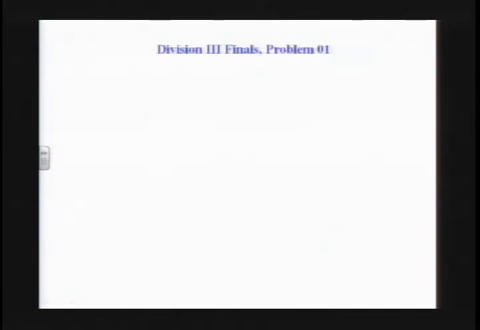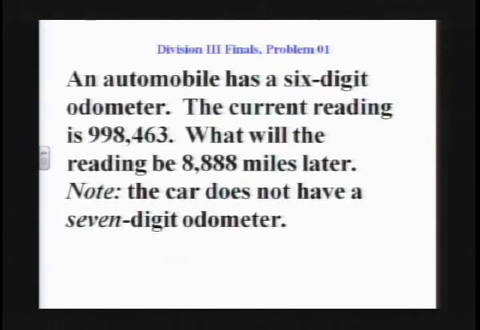Question number 1, please. An automobile has a 6-digit odometer. The current reading is 998,463. What will be the reading 8,888 miles later? Note the car does not have a 7-digit odometer.